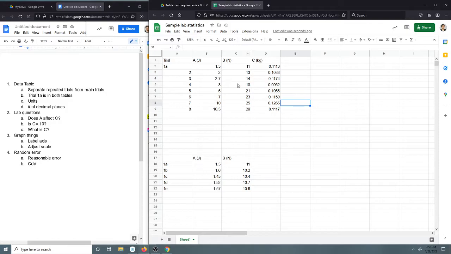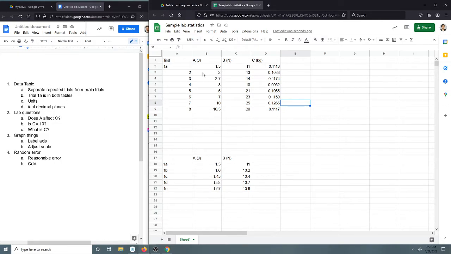So you've got your data table, and yours might be more involved than this, obviously, but you should have the 2 different parts, and you should copy them in there. Remember that it has to have everything that you measured and your final calculated value, and it can have more than that. I measured A and B, and I calculated C.